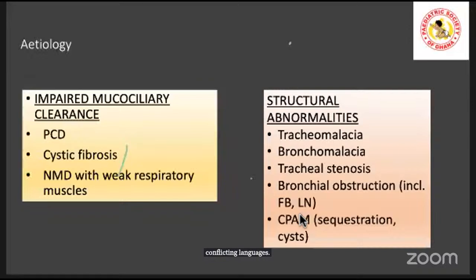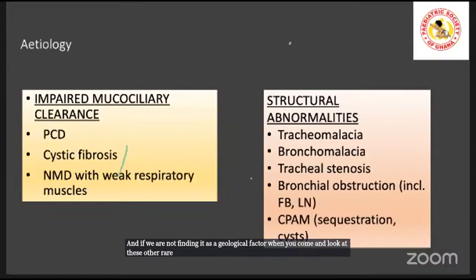And as mentioned earlier, there are impaired mucociliary clearance conditions. These are not common in our setting, but we also have to look out for them because we've had a few cases of cystic fibrosis in Ghana. So it's not too far-fetched, but in our setting, these are not the conditions you go and look for in the beginning. We look for infections first, and if we are not finding an etiological factor, then we look at these other rarer conditions because they are not very common in our setting.